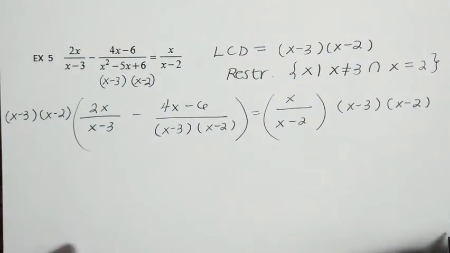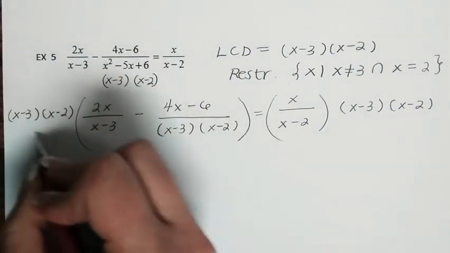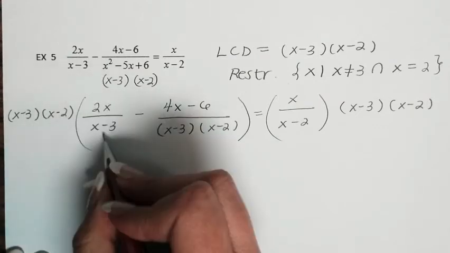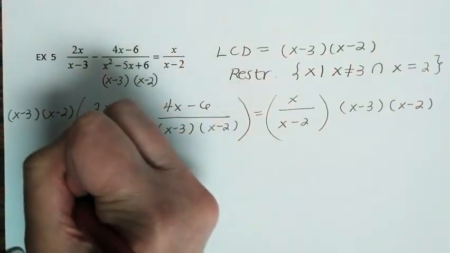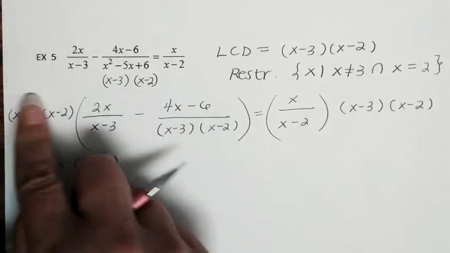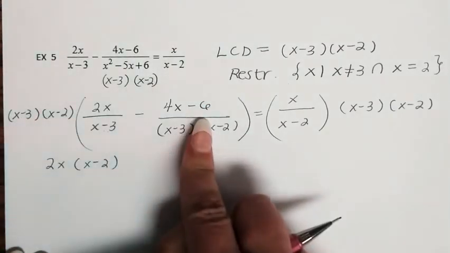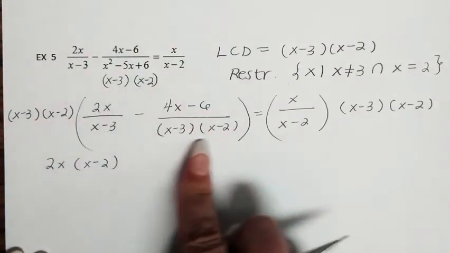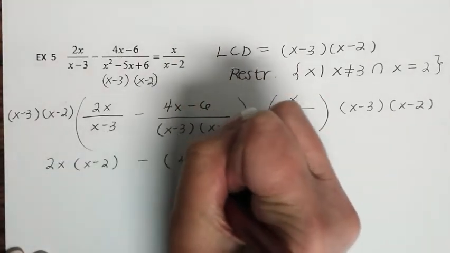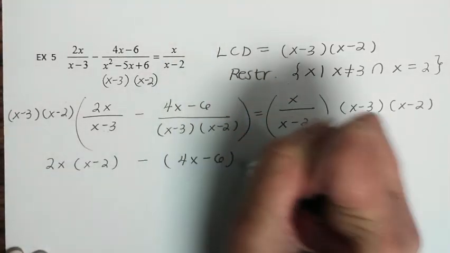Please note that I need to multiply all of this chunk times this, so that one cancels the x minus 3. So you would have 2x times x minus 2 for this term. Now you need to multiply all of this times this one, which is pretty nice because it cancels entirely. So you have negative 4x minus 6.